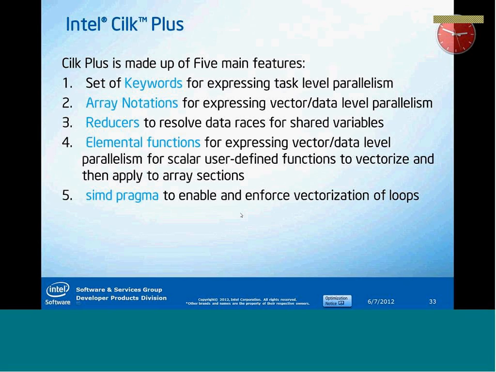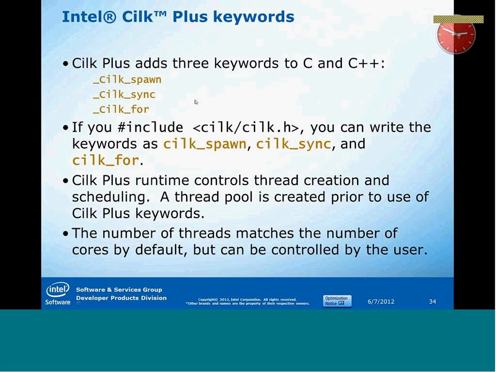Okay, Cilk Plus. Actually, I'm going to skip this slide. Cilk Plus is primarily made up of five main features. It has a few keywords for expressing task-level parallelism, and I'll show you that. It has array notation for vector-level parallelism. It has reducers to resolve data races for shared variables. It has elemental functions for expressing vector-level parallelism, and the SIMD pragma. So let me show you. These are the three keywords.